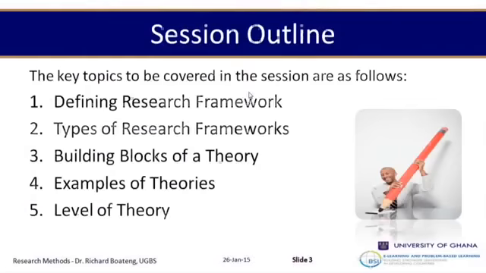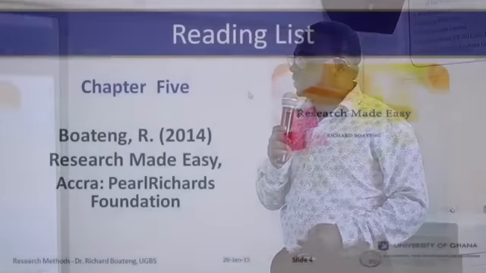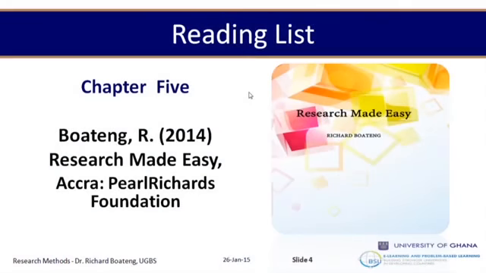The topics we'll be covering are defining research framework, types of research frameworks, building blocks of a theory, examples of theories, and levels of theory. This session is linked to chapter 5 of the book Research Made Easy, which you can also get on Google Books. So, defining research frameworks.